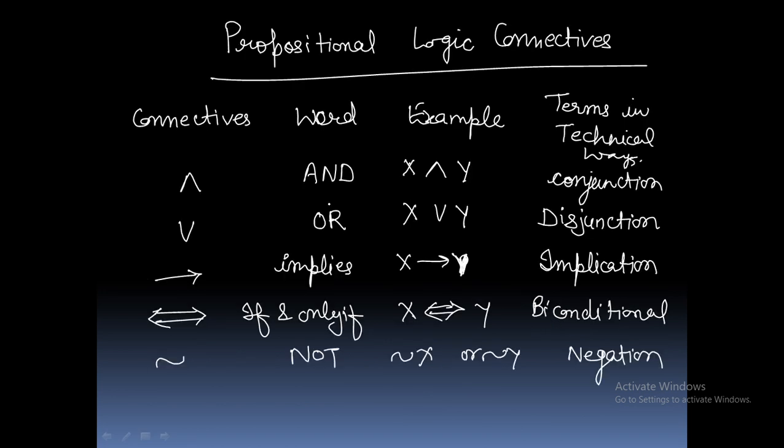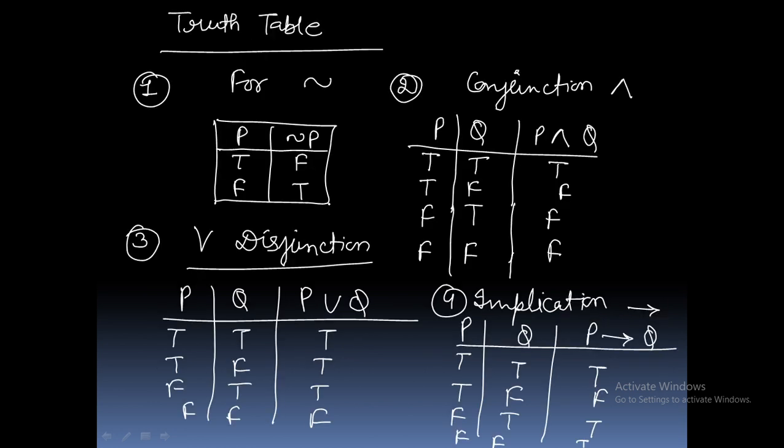Now next topic is propositional logic connectives. There are 5 types of connective symbols: and, or, implies, if and only if, that is known as biconditional, and not, that is known as the negation symbol, implies, that is known as implication, or disjunction, and conjunction. These are the examples. These are the truth tables of all these 5 connective symbols.